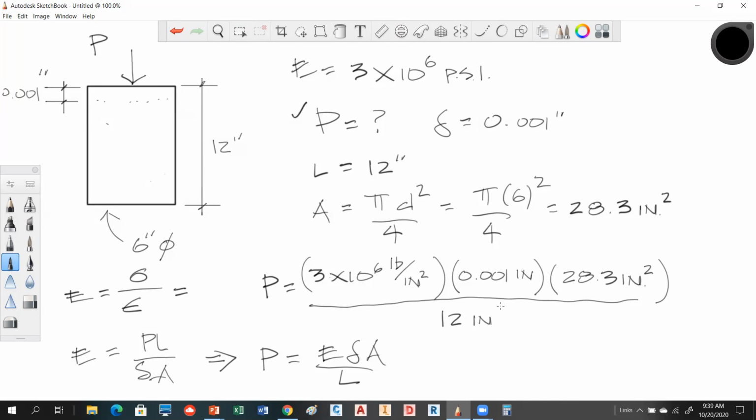Okay, so let's look at the units because we know that the P has to be in pounds. If we notice here, inch cancels inch, inch squared cancels inch squared, and what we're left with is pounds. So when we do the math on this, let's see what we come up with.